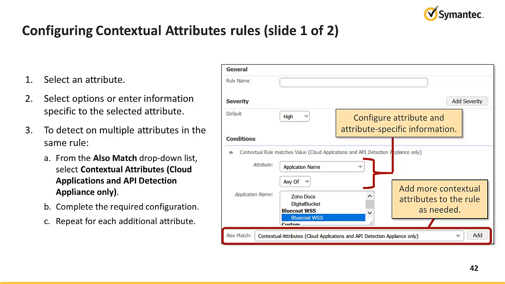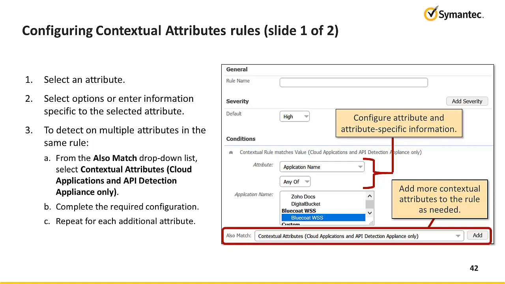To configure a contextual attributes rule, select an attribute to detect on, and then select options or enter information specific to the selected attribute. You can detect on multiple attributes in the same rule by clicking the Also Match drop-down list and selecting Contextual Attributes, Cloud Applications and API Detection Appliance only. Complete the required configuration for each additional attribute.